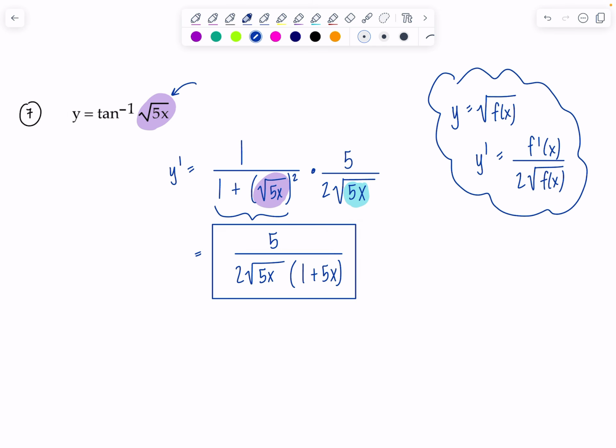If you want to keep simplifying a little bit more, you could, because this rad 5x is rad 5 times rad x. And you could cancel this rad 5 down here with the 5 in the numerator. And if you canceled, you'd just be left with rad 5 in the top over rad x times 1 plus 5x. And perhaps that's more simplified, perhaps not.